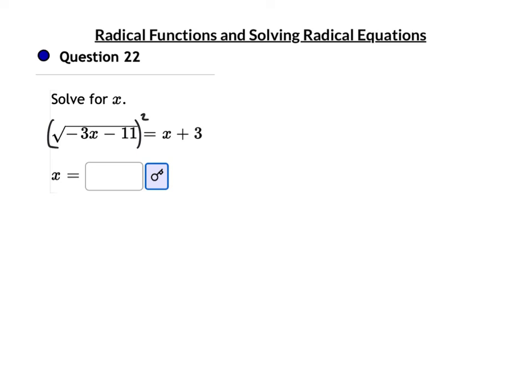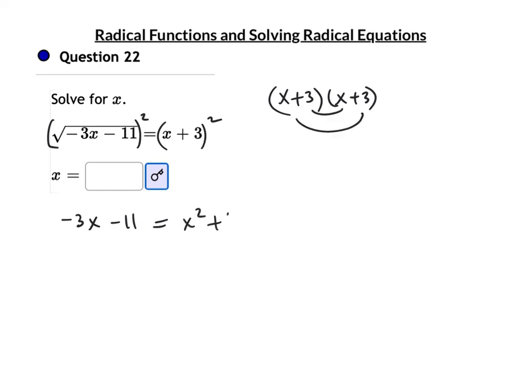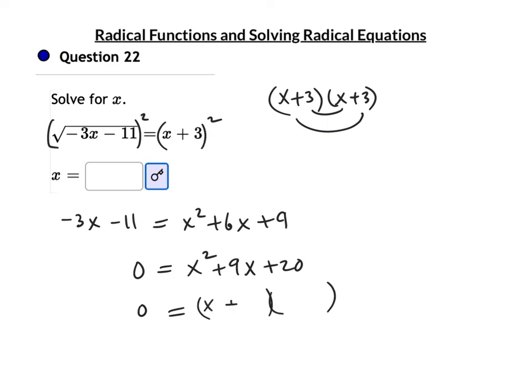Question 22, I'll square both sides. This is -3x minus 11 equals, remember this is x plus 3 times x plus 3. We get middle term of 3x and 3x, so it's x squared plus 6x plus 9. Get that equal to 0. It's x squared plus 9x plus 20. This is x plus 4 times x plus 5. X equals -4 and x equals -5.